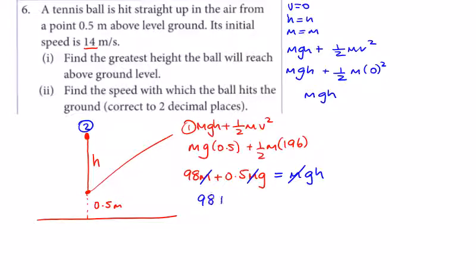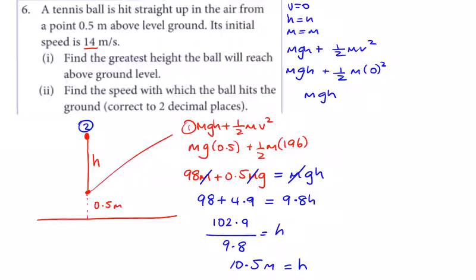We're going to get 98 plus half of gravity, which is 4.9. That's going to be equal to 9.8h. So 102.9 divided by 9.8 has to be equal to h. And that's going to work out to be 10.5. That's in meters, would be equal to h.